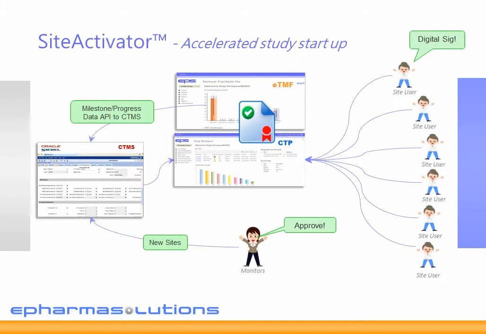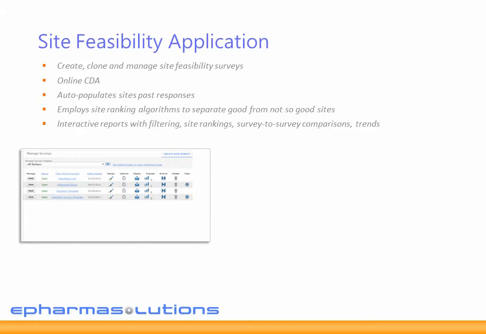When new sites are added to CTMS, they're automatically provisioned in the clinical trial portal, and the eTMF structures are auto-configured for those new sites as well. Simple, fast, and no manual process or data entry, because the clinical trial portal can be integrated with your CTMS for progress reporting. Here are some of the additional features of the site feasibility application.